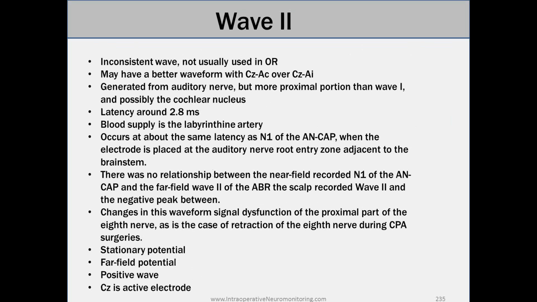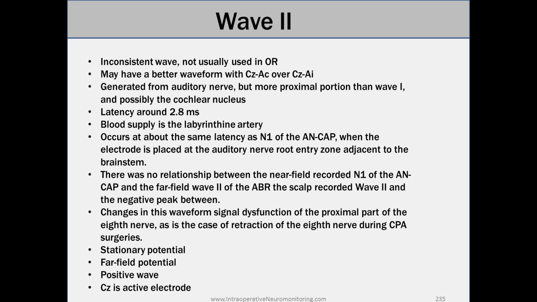Wave 2 is an inconsistent wave not used in the OR. You may have a better waveform from CZ to AC over CZ to AI. It is generated from the auditory nerve, but a more proximal portion than wave 1, and possibly the cochlear nucleus. Latency is around 2.8 milliseconds. Blood supply is again the labyrinthine artery. It occurs at the same latency as N1 of the ANCAP when the electrode is placed at the auditory nerve root entry zone adjacent to the brainstem.